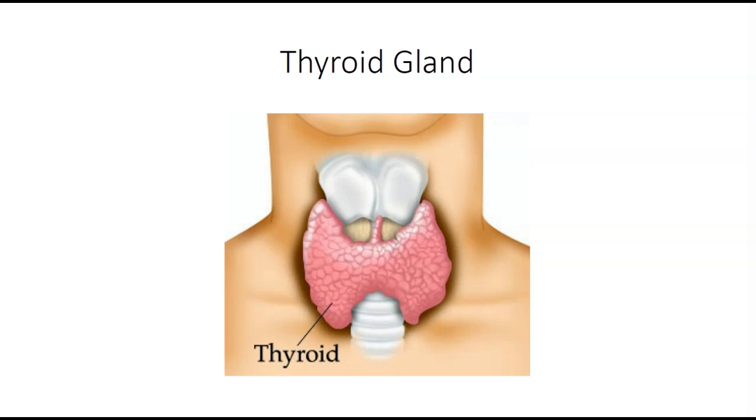Thyroid gland. The thyroid gland's function is the production of thyroid hormones, and the thyroid hormones have multiple functions. They are for cell metabolism, they regulate growth and development, and help maintain blood pressure and temperature as well as heart rate. So this right here is your thyroid gland. As you can see, it's a small gland located on the anterior aspect of your neck.